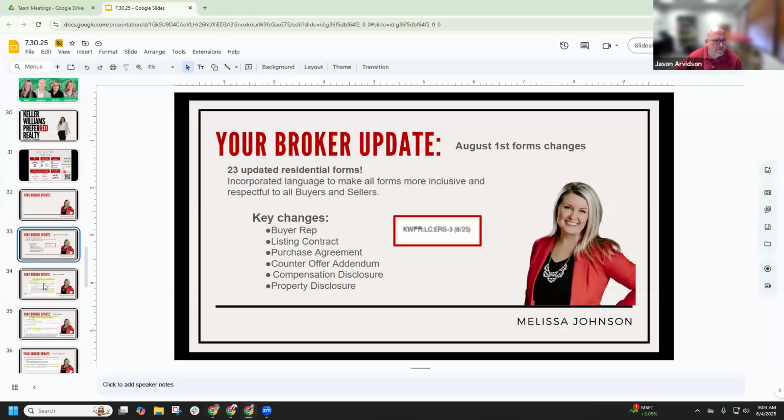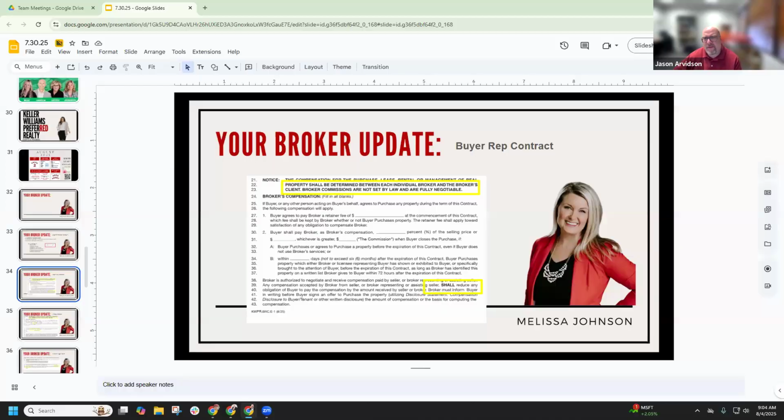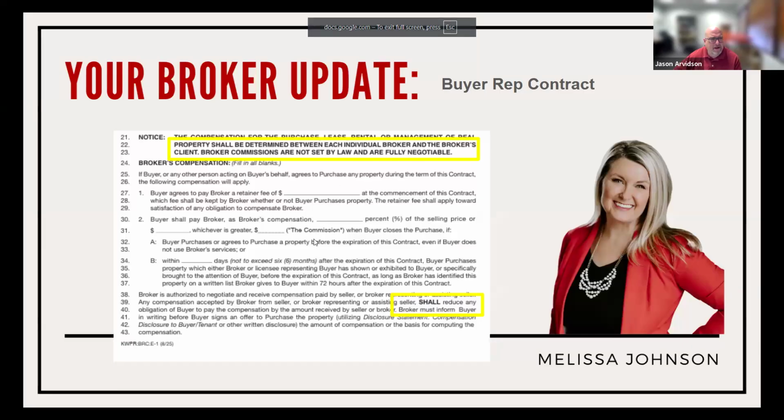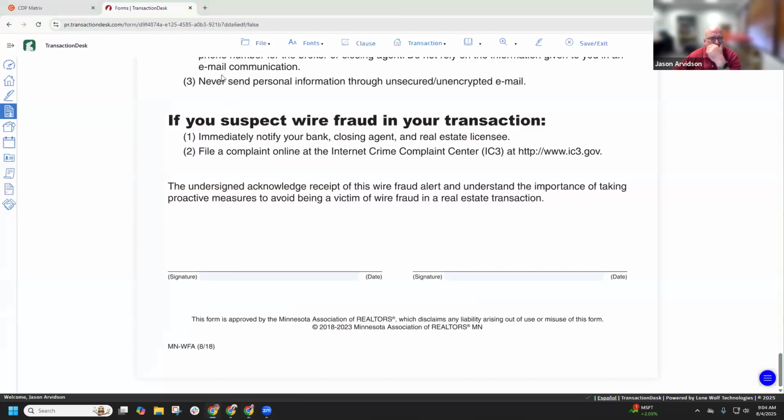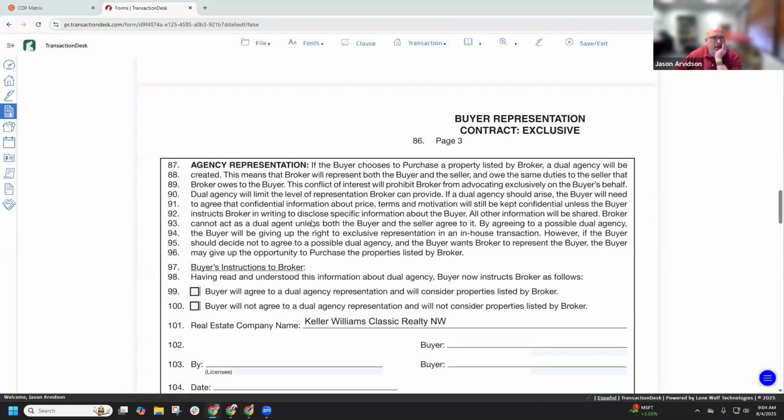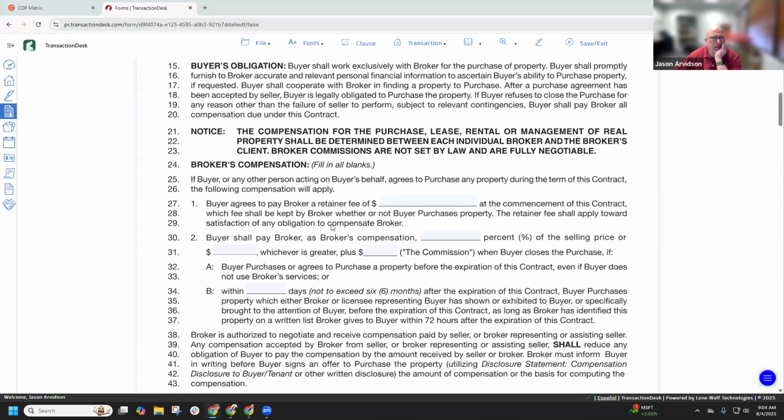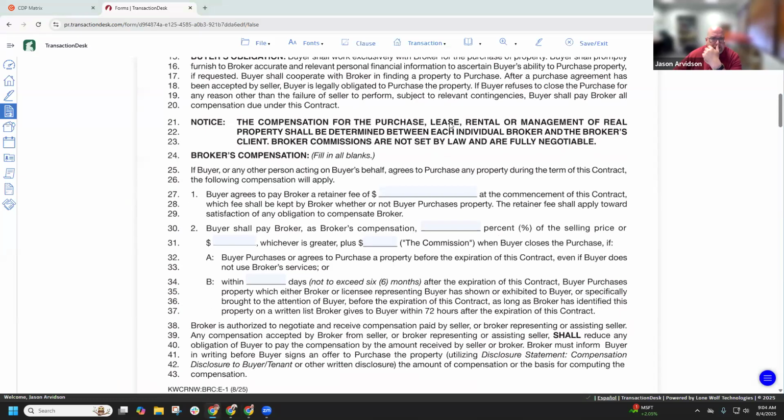In addition to that, there are a number of different changes throughout the forms. We're going to go over them now. I'll make this a little bit bigger, but this one is on the buyer rep contract, lines 22 and 23, and further down on line 39. So let's actually take a look at the form. Lines 22, 23: Compensation for the purchase, lease, rental, or management of real estate property shall be determined between each individual broker and the broker's client. Broker commissions are not set by law and are fully negotiable.